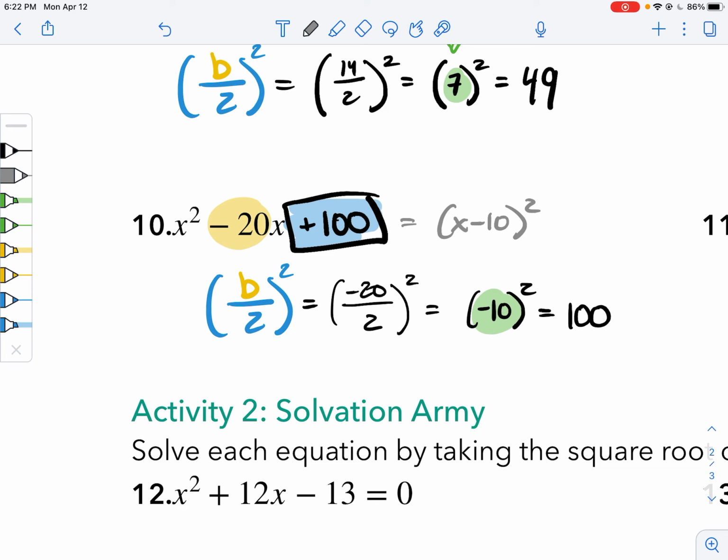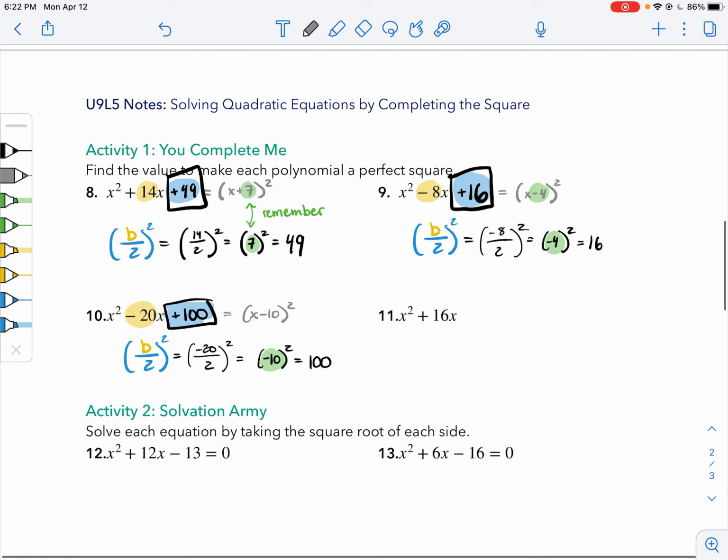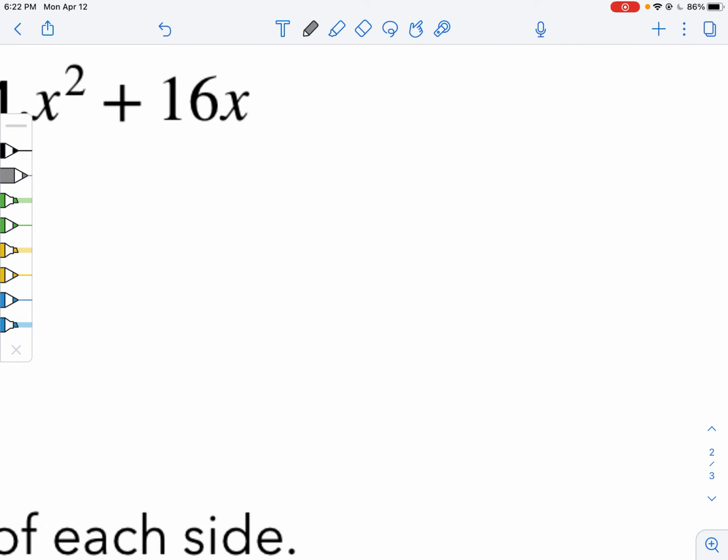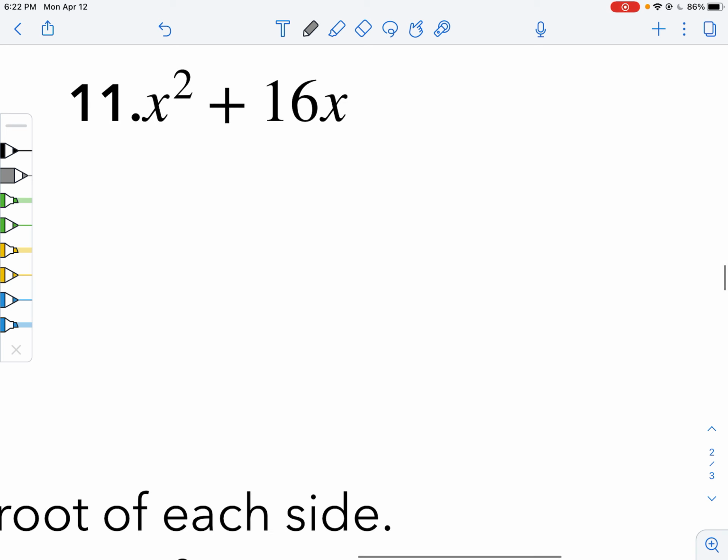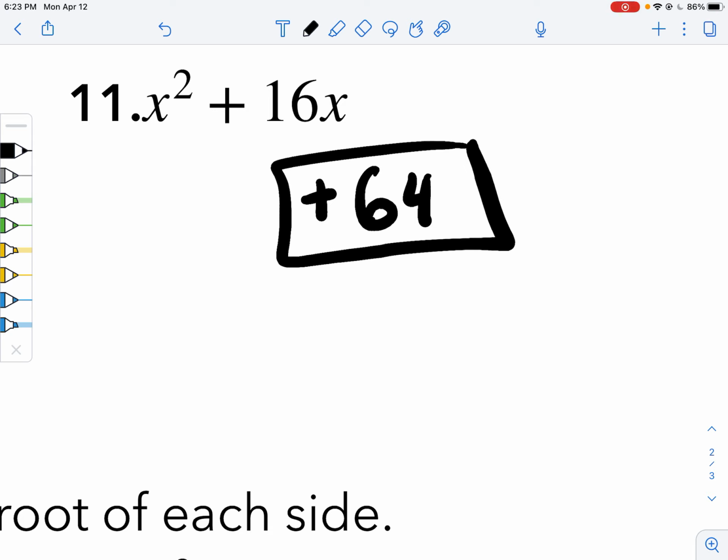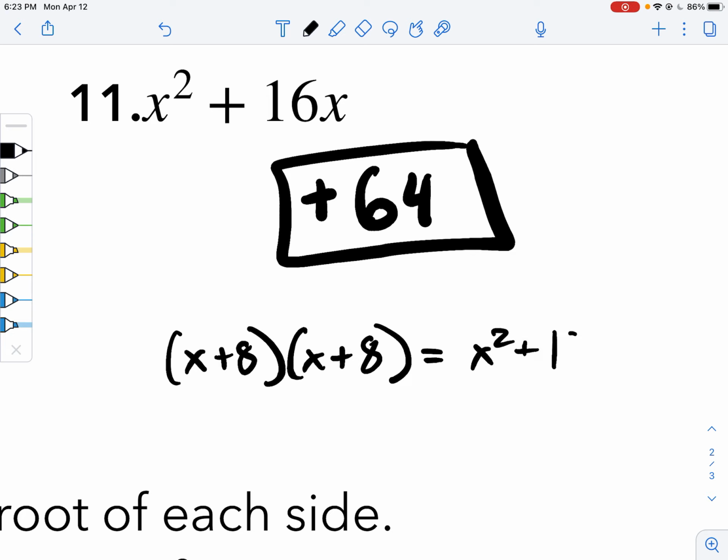This gray part is optional, but fun to have. And then finally, what do you think this is going to be? Cool. You need to add 64. Because that'll give you x plus 8. Get x squared plus 16x plus 64 from FOIL.